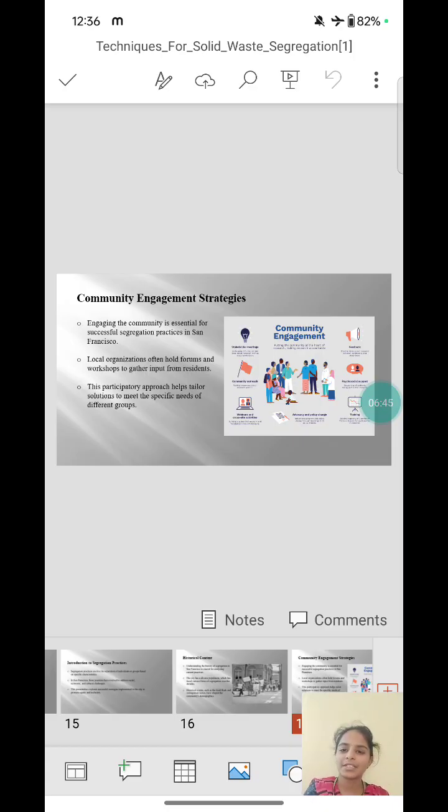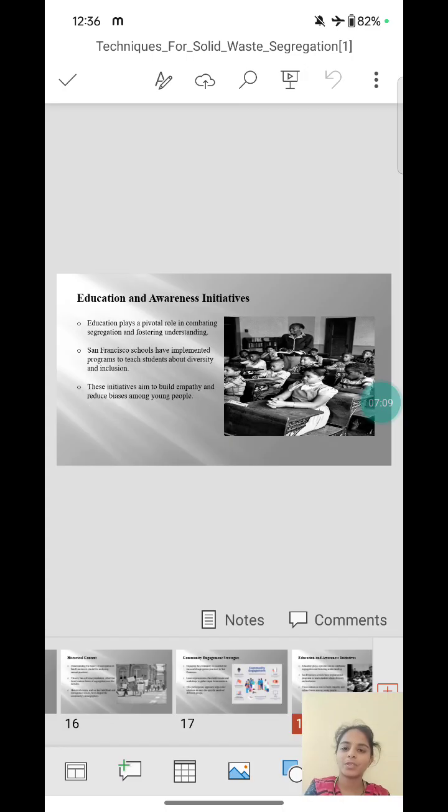Community engagement strategies. Engaging the community is essential for successful segregation practices in San Francisco. Local organizations often hold forums and workshops to gather input from residents. This participatory approach helps tailor solutions to meet the specific needs of different groups.